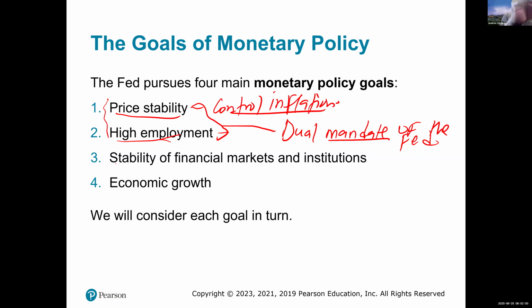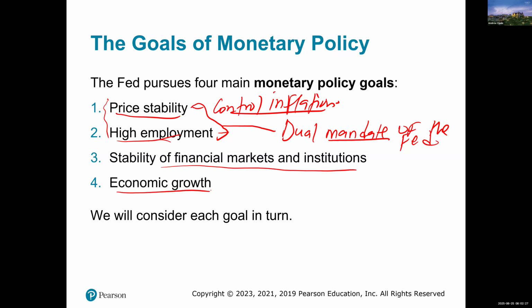And then, of course, the other goals are going to be stability of financial markets and institutions, because the Fed regulates institutions like banks. The idea is that we don't want banks to be making bad decisions that could lead to instability in the financial system when banks start failing. So the Fed regulates banks to make sure there are some guardrails that banks should abide by, so that they're not making bad decisions that can lead to their collapse.